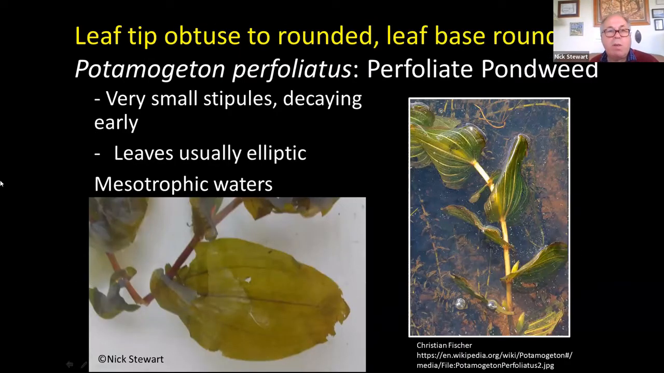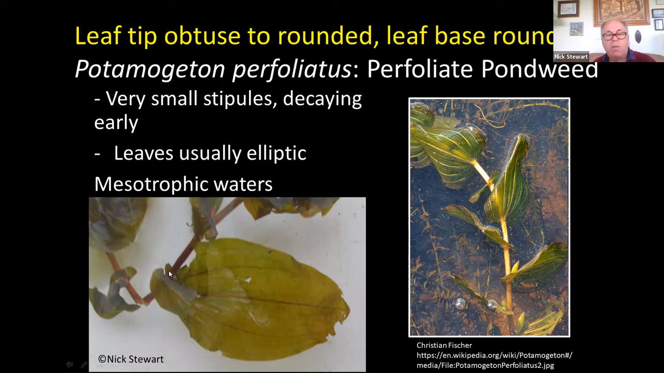So if we move on to the right-hand side of that table that I was looking at, we've got the species that have rounded bases to the leaves and rounded tips. And essentially, there are two species to consider here. There's Groenlandia, which I'll come to in a moment as well. But the two species are Potamogeton perfoliatus, perfoliate pondweed, and Potamogeton praelongus, the long-stalked pondweed. The key thing for separating those two is the stipules.